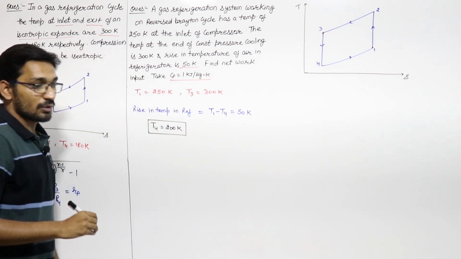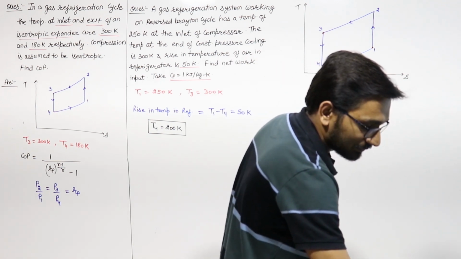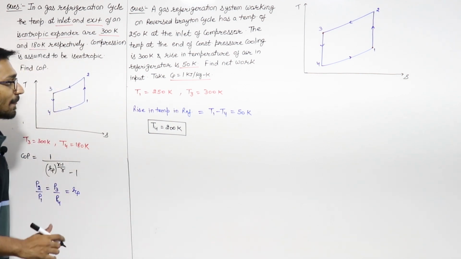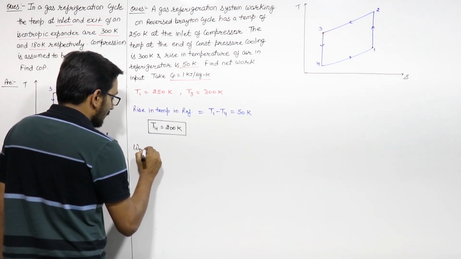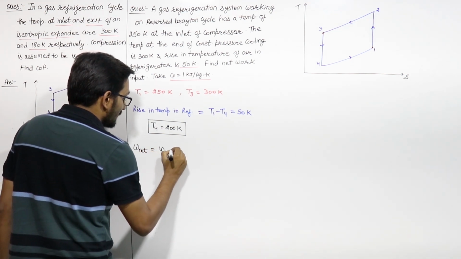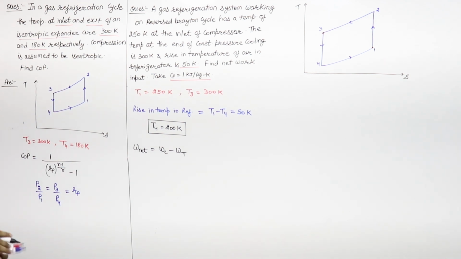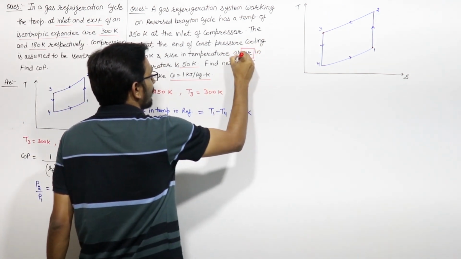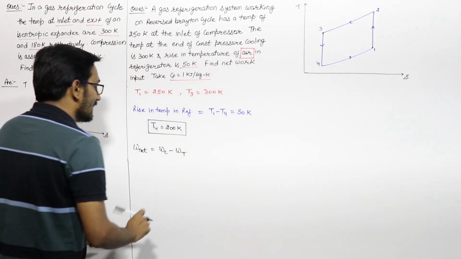T4 will be equal to your 200 Kelvin, right? Now, we know this. Now what we have to find? We have to find the net work input, that is compressor work minus turbine work. In the question it is given as air, and air can be treated as an ideal gas.